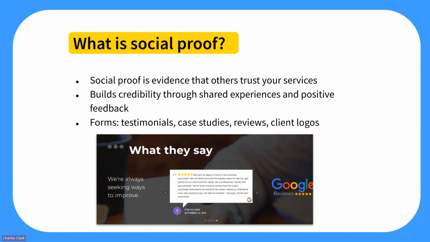I think at its core, social proof is really the evidence that others trust your services. This could be a glowing review, a successful case study, or even a client logo on your website. These are all different types of social proof. The reason for social proof is that it helps you build credibility, through shared experiences and demonstrating the value of the services that you have delivered to others. As I said, it comes in various forms. Think testimonials, case studies, online reviews, and we'll cover all of those today.